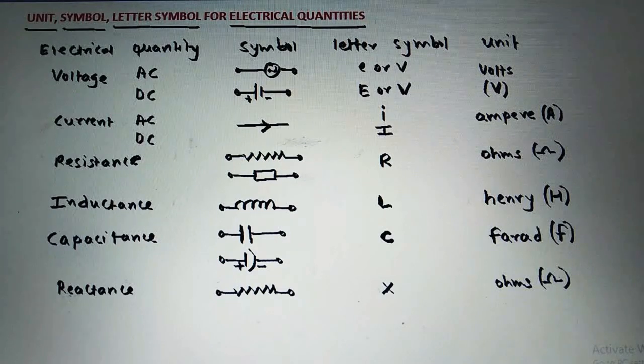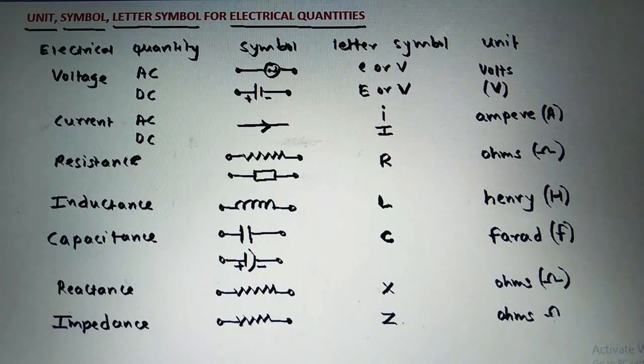Next electrical quantity that we will take is impedance. This is the symbol for impedance. The impedance has a letter symbol of capital Z, and impedance is also measured in ohms, and this is the symbol for the unit of impedance, ohms. So these are the units and letter symbols for different electrical quantities.